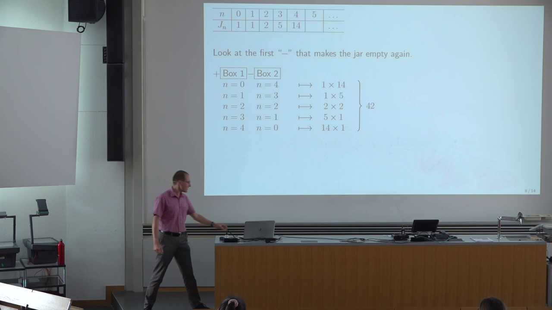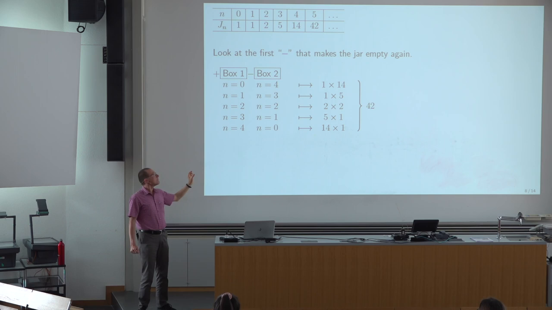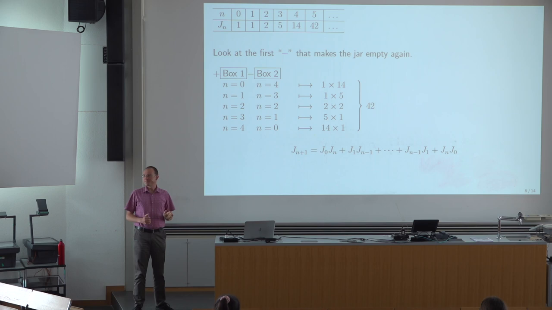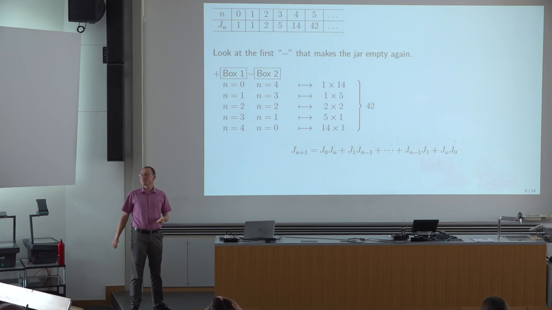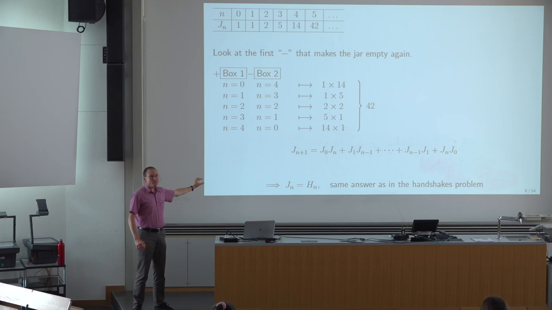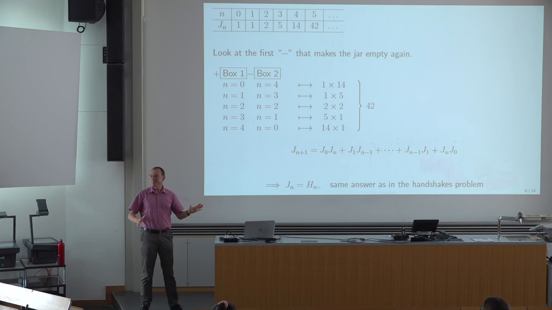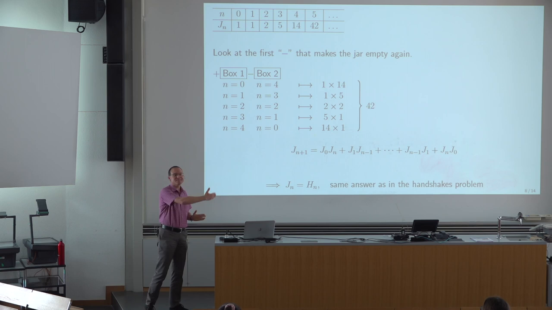Not just do you get the same numbers, but you get the same formula for filling out the table. If you were to compute the next entry in the table, you have to do the same thing with the existing numbers. You have to put them together in the same way as we did in the problem with the handshakes. It's exactly the same recursive relation and exactly the same initial values. Therefore, the problem with the jar has the same answer as the problem with the handshakes. Whatever that answer is, we haven't found it. We just moved to a different problem. We still have to find it. But it has exactly the same answer, because we got exactly the same formula.